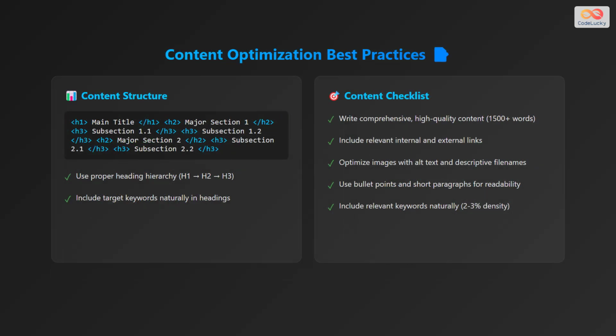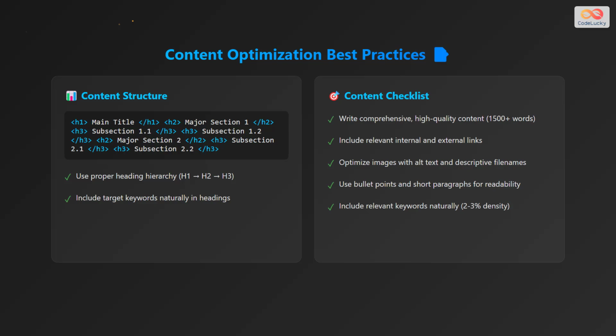Now let us learn about the best practices in content optimization. When it comes to content structure, a sample structure looks like this: an H1 tag that contains the main title, H2 tags for major sections, and H3 tags for subsections. Make sure to use proper heading hierarchy, starting from H1 down to H2, and then to H3. Also, be sure to include target keywords naturally in headings.